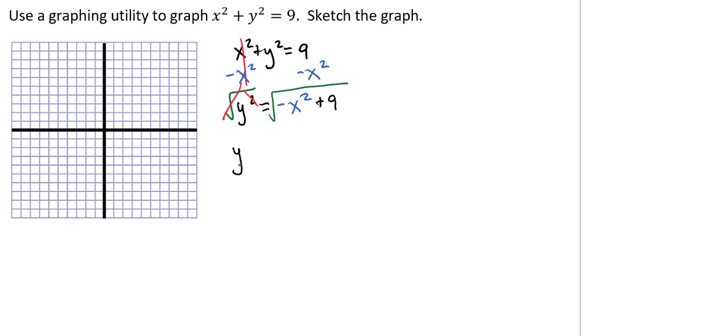And that's going to leave us with y equals. And remember, when we take a square root, that leaves us with a positive and a negative. So we'll have the square root of negative x squared plus 9. So when we put this into our graphing utility, we're going to put the equation in one time as a positive and one time as a negative.